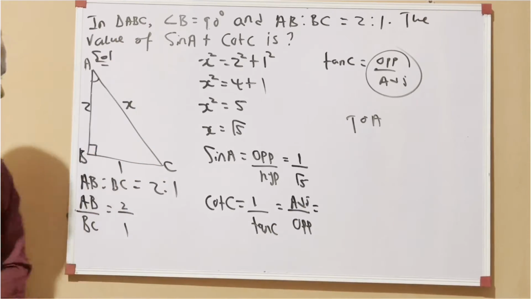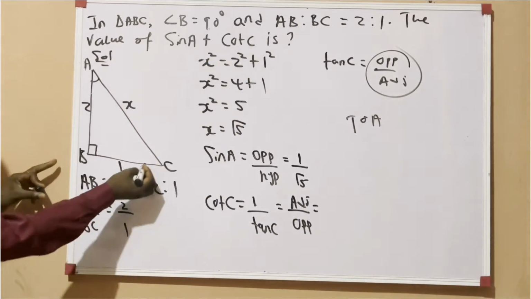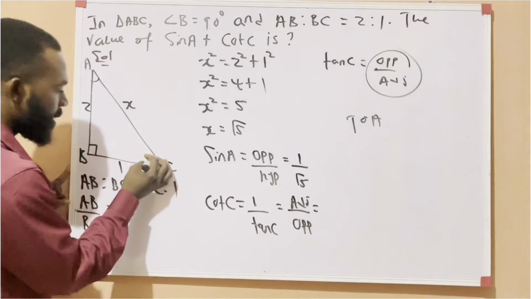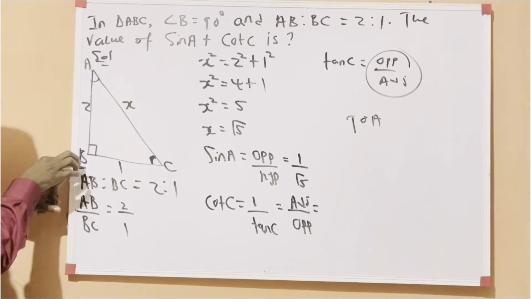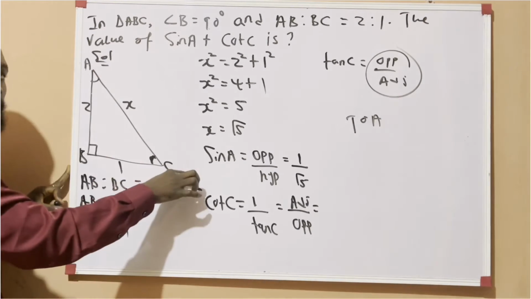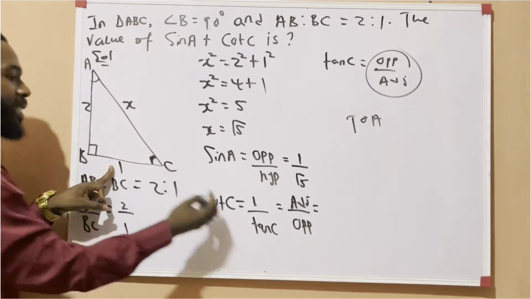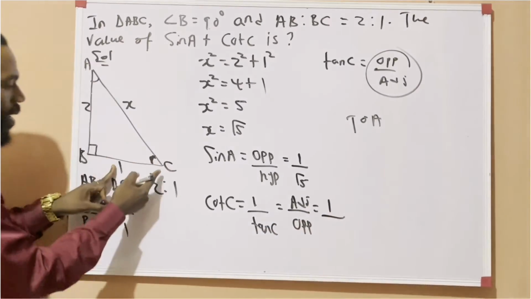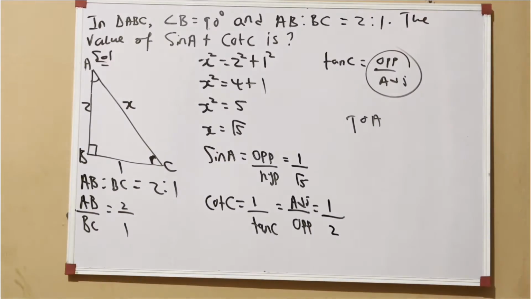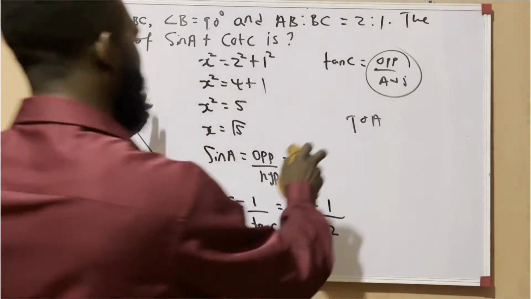Okay, let's go back to the question. We were told to find cot C, meaning we are using this angle here, C. Now, adjacent of C is what? BC. Because this is the opposite of C, and this is the hypotenuse. So here becomes the adjacent. And adjacent is 1 over, now what's the opposite now? 2. 1 over 2.